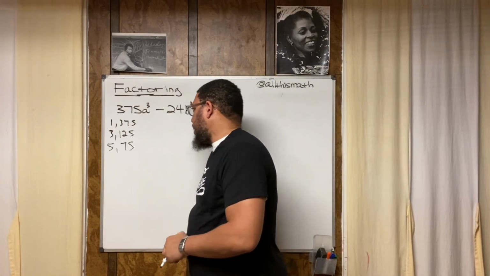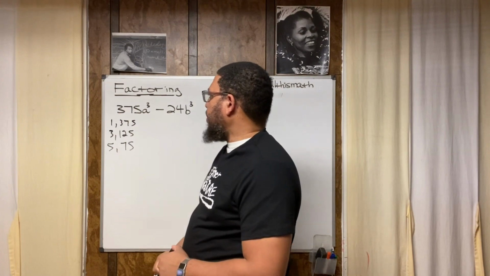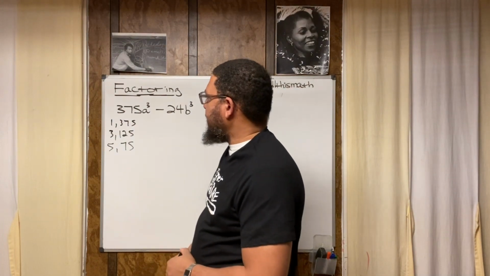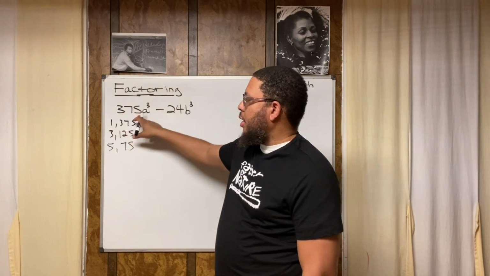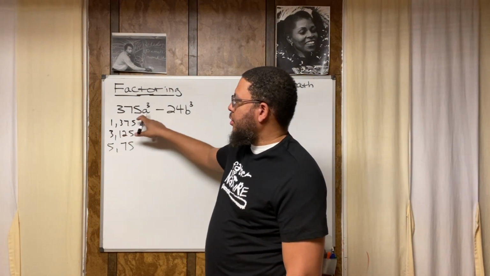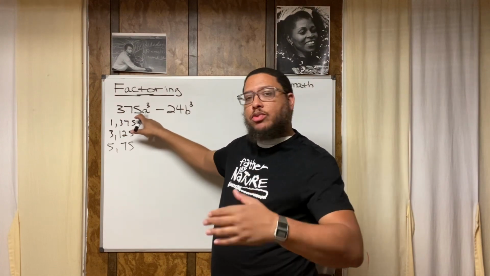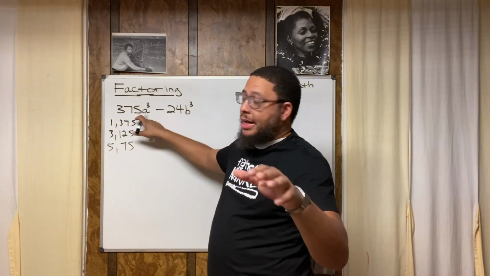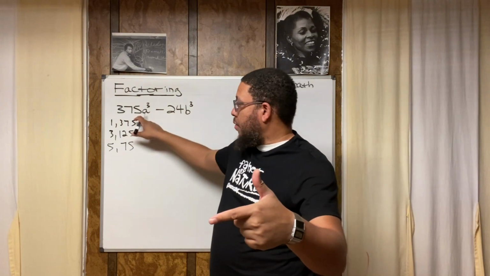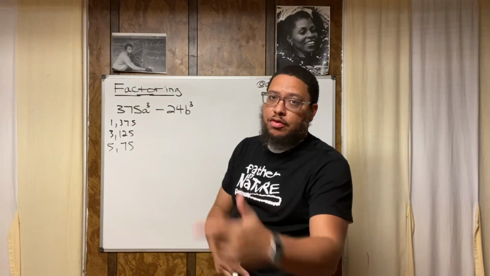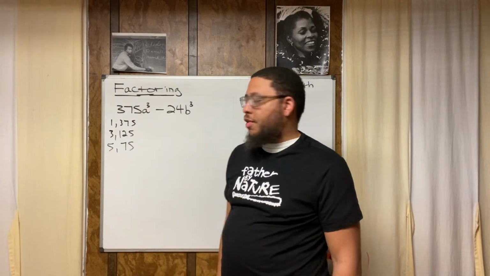What about 8? 8, let me see. 8, no, not 8 neither, because if I break this up into 320 and 55, 8 is not a factor of 55. 8 is a factor of 320. That's why I'm breaking it up into 320, because 8 is a factor of 32, right? So 8 is a factor of 32, therefore 8 is a factor of 320. But the 55 that's left over, 8 ain't a factor of 55.